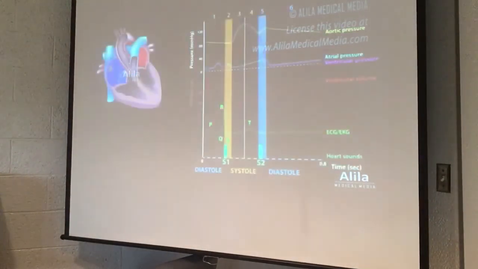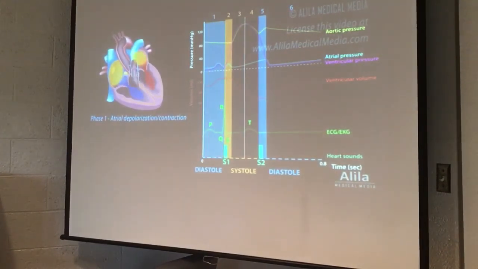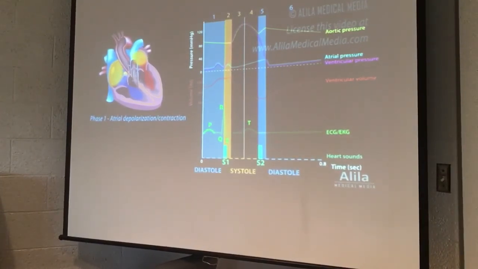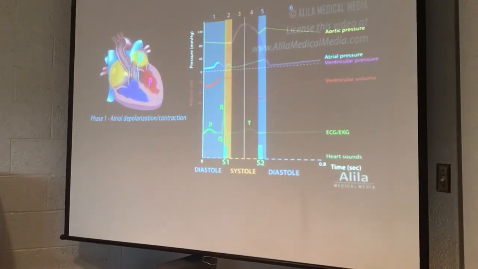The cycle is initiated with the firing of the SA node that stimulates the atria to depolarize. This is represented by the P wave on the ECG. Atrial contraction starts shortly after the P wave begins and causes the pressure within the atria to increase, forcing blood into the ventricles. Atrial contraction, however, only accounts for a fraction of ventricular filling, because at this point, the ventricles are already almost full due to passive blood flow down to the ventricles through the open AV valves.